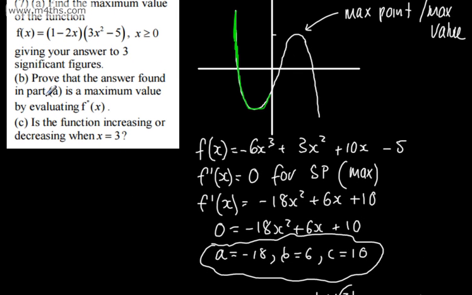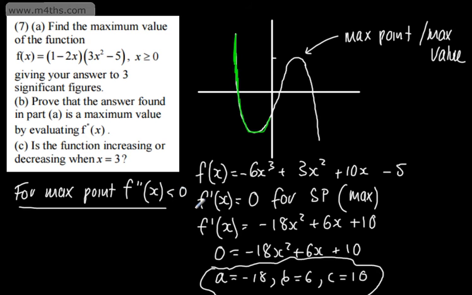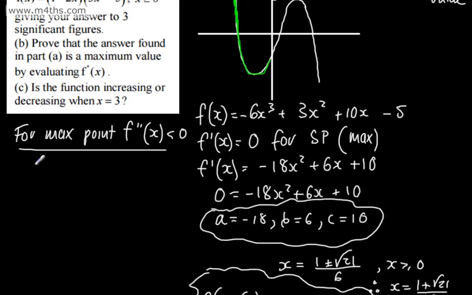Okay, in part B, we need to prove that the answer found in part A is a maximum value by evaluating f double dash of x. So what we need to show is that this is a maximum point. So what I can say for a max point, as we've learnt before, is that f double dash of x, the second derivative, when we evaluate it with the x-coordinate of a stationary point, will be negative or less than 0. So if we get an expression for f double dash of x, it is simply going to be the derivative of this, which is negative 36x plus 6.